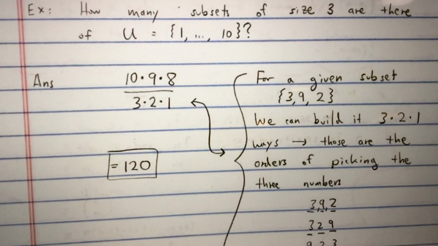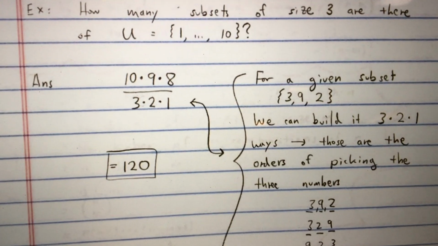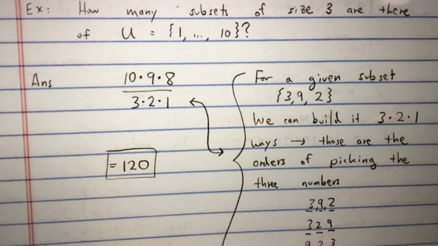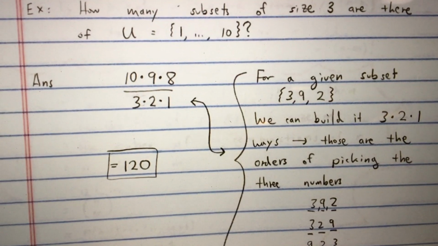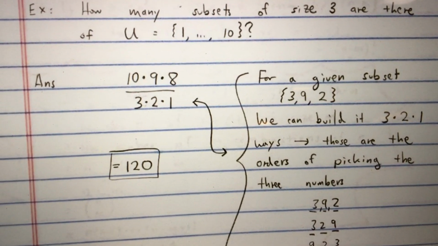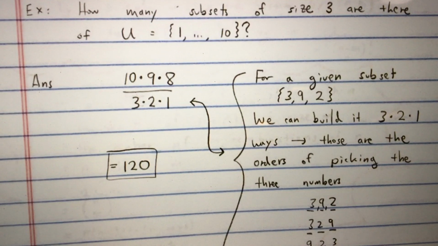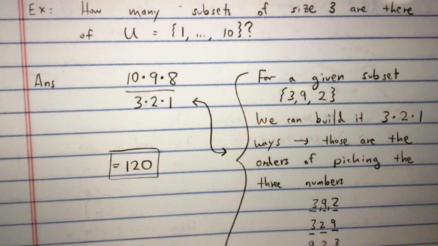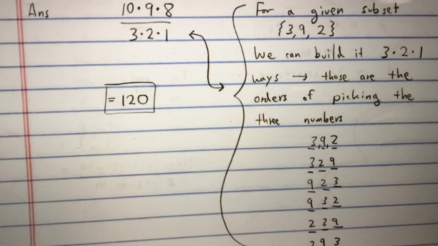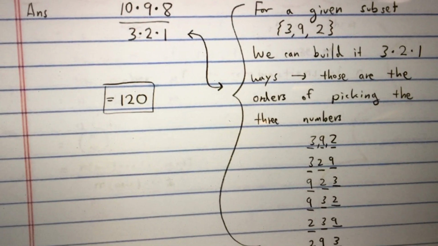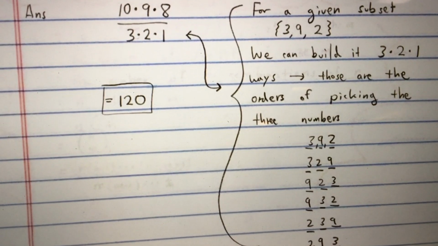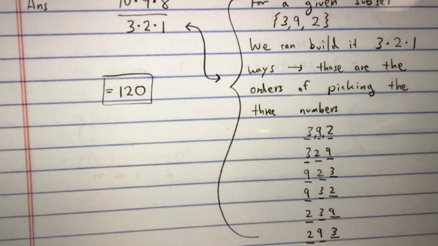I went ahead and showed how many ways there are. You can see the answer is going to be 3 times 2 times 1. So here's an example subset. It happens to be the one with 3, 9, 2, picking those three numbers out of 1 through 10. You can build it in 3 times 2 times 1 ways because those are the orders of picking those three numbers. You could have picked 3 first, then 9, then 2; 3, then 2, then 9; 9, 2, 3; 9, 3, 2; 2, 3, 9; or 2, 9, 3.